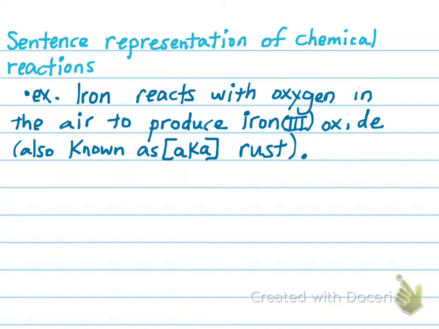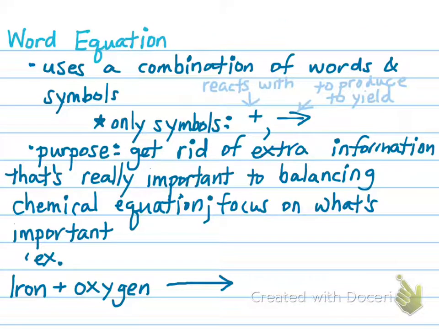Here it's to produce. Iron 3 oxide, also known as rust. Again, extra information. I don't have to know, and I'm not going to put that it's also known as rust. I just know that my product is iron 3 oxide. So over here on the product side, I'm going to write iron 3 oxide. That's my word equation for that sentence. So we're going to look at 2 more examples. So you're going to have to make 2 more examples fit in the space that you have.